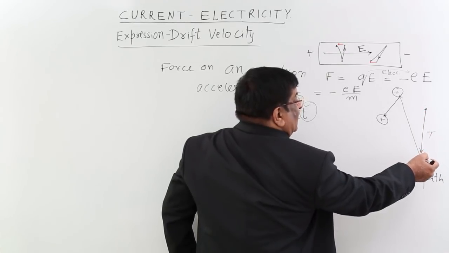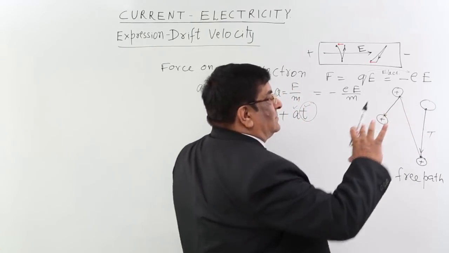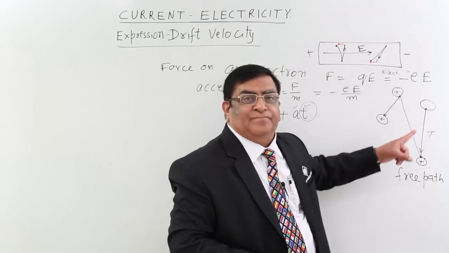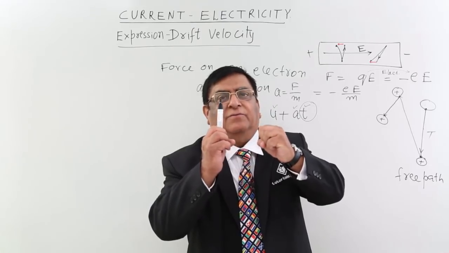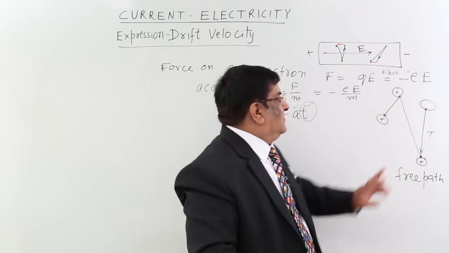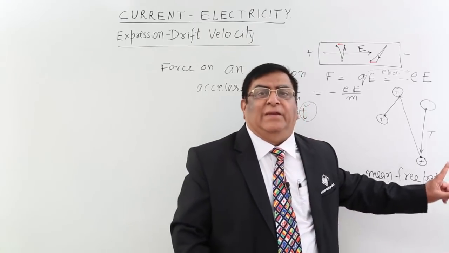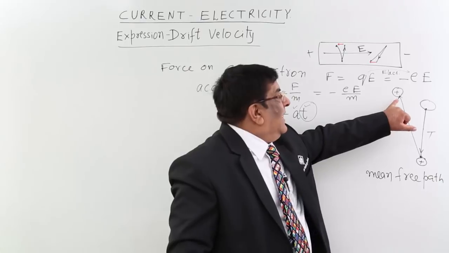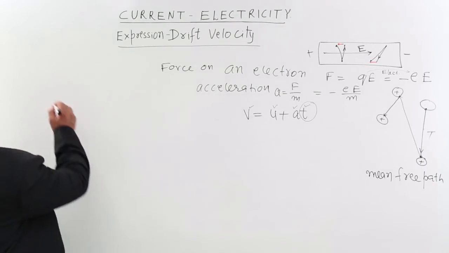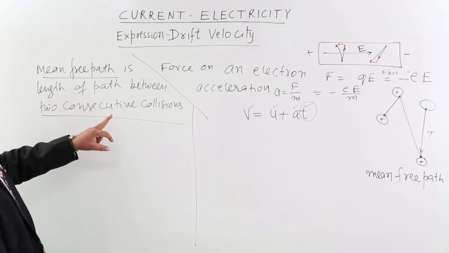This is the length of free path, this is the length of free path, and there may be certain difference. Depending upon the nature of the material, the atoms may be at different distances. In some, the average distance will be very close; in some, the average distance will be large. So we can always find the mean of all these paths, and we will call it mean free path. How do we define mean free path? Mean free path is the mean length of path between two consecutive collisions.